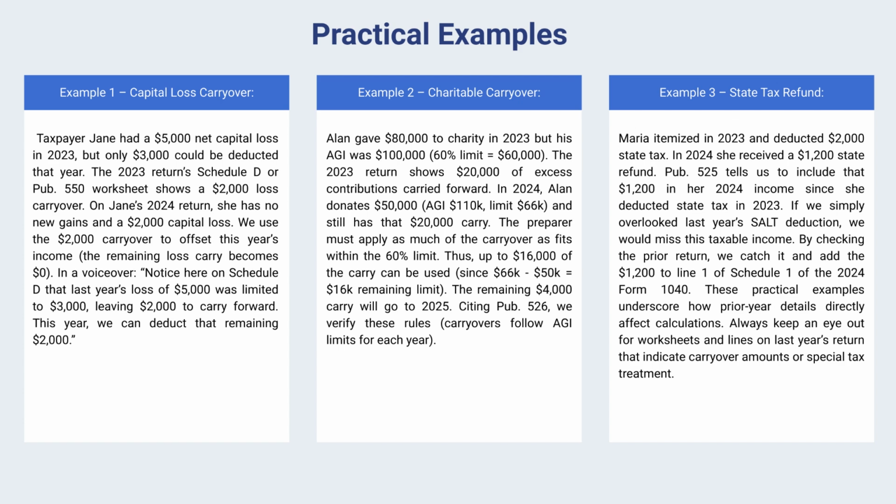We report that on Schedule 1, Line 1 of the 2024 Form 1040. Had we skipped that prior return review, we might have missed this income altogether. And that's a classic audit trigger.